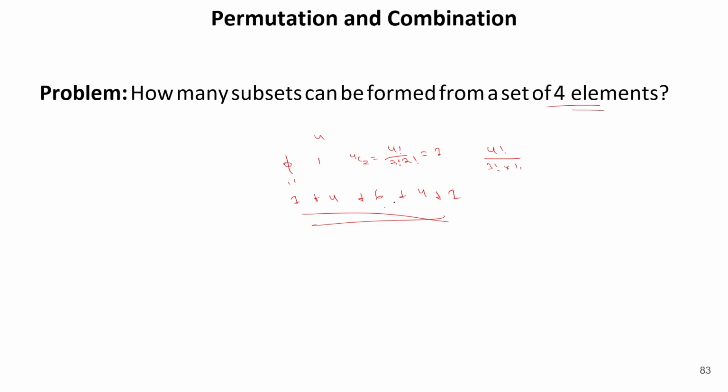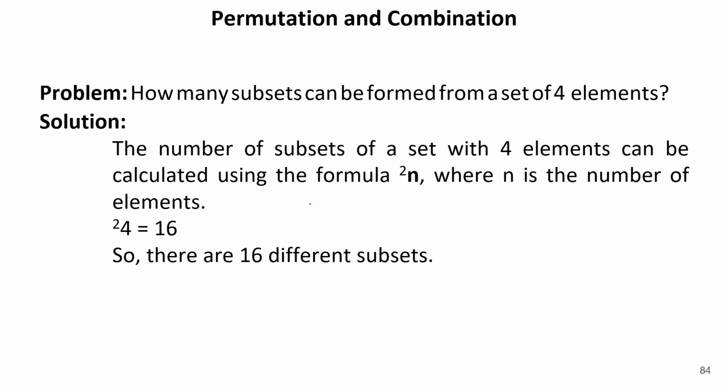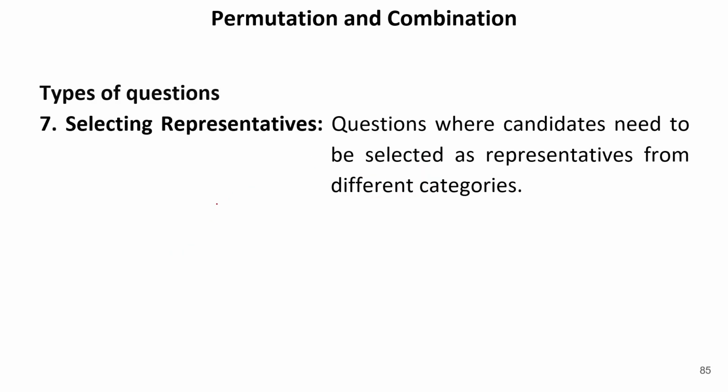So 4 plus 6 is equal to 10, plus 4 and 1 makes 16. So 16 different ways are there. The number of subsets of a set with 4 elements can be calculated using the formula 2 to the power n, where n is the number of elements. So 2 to the power 4 is equal to 16. So there are 16 different subsets.